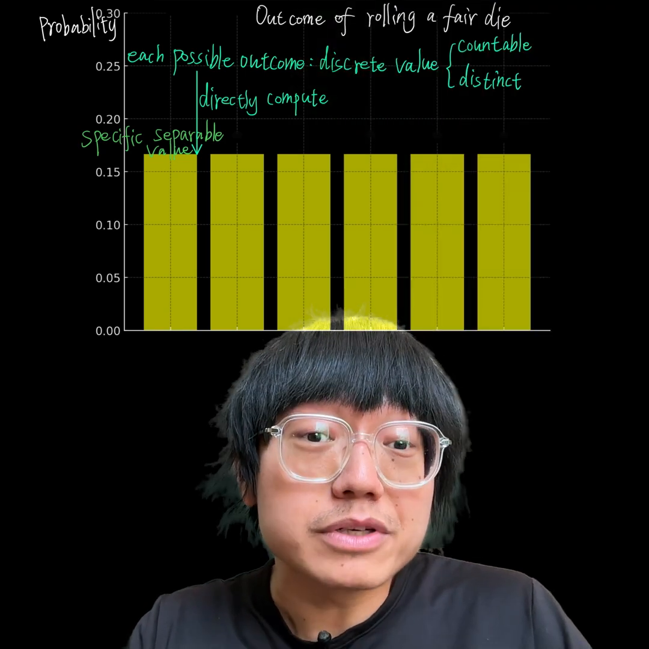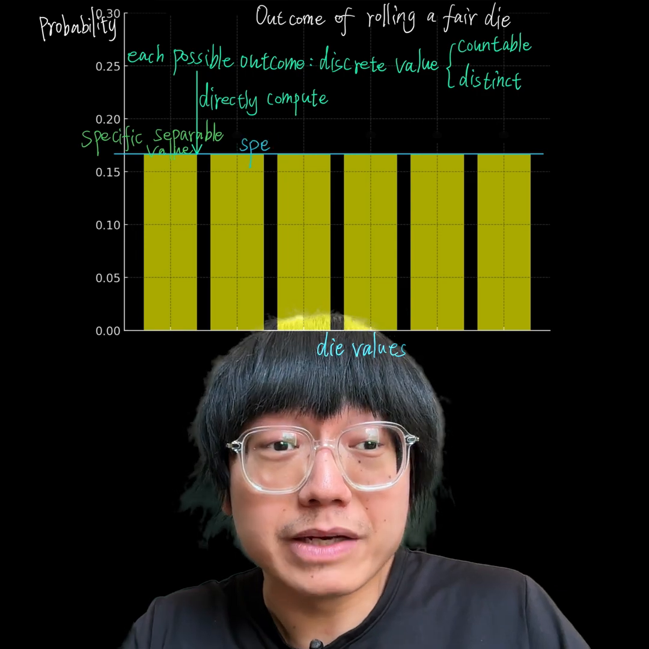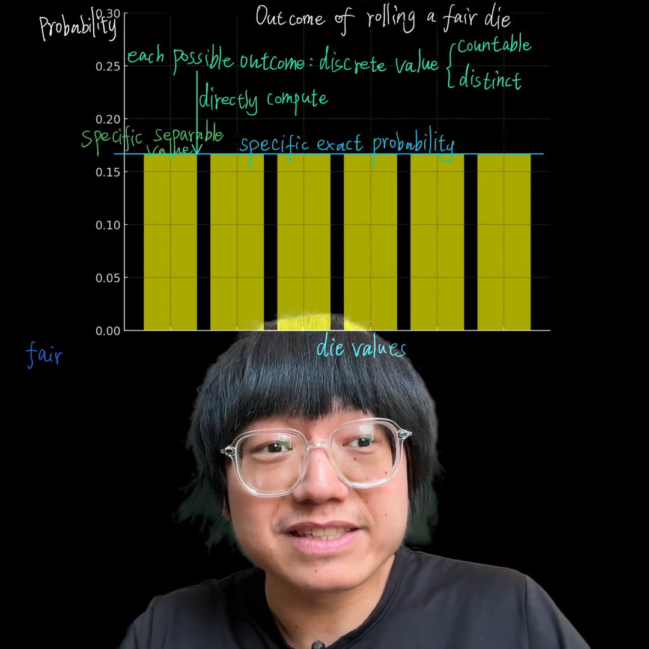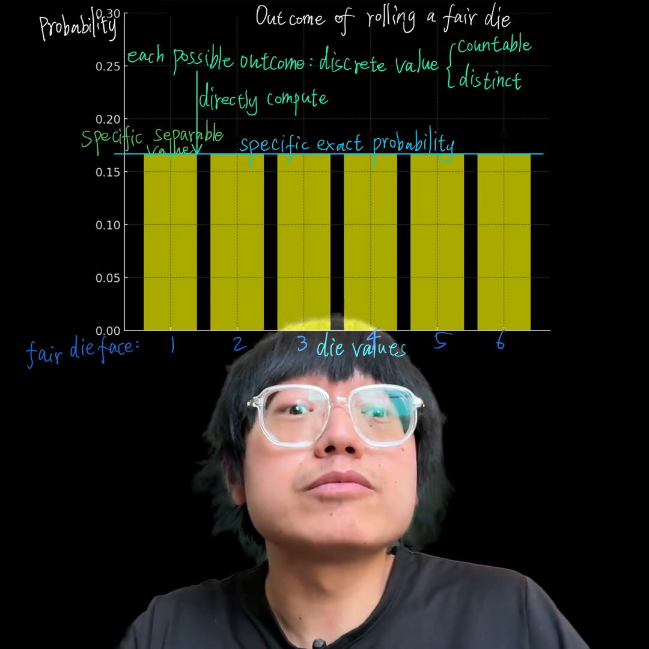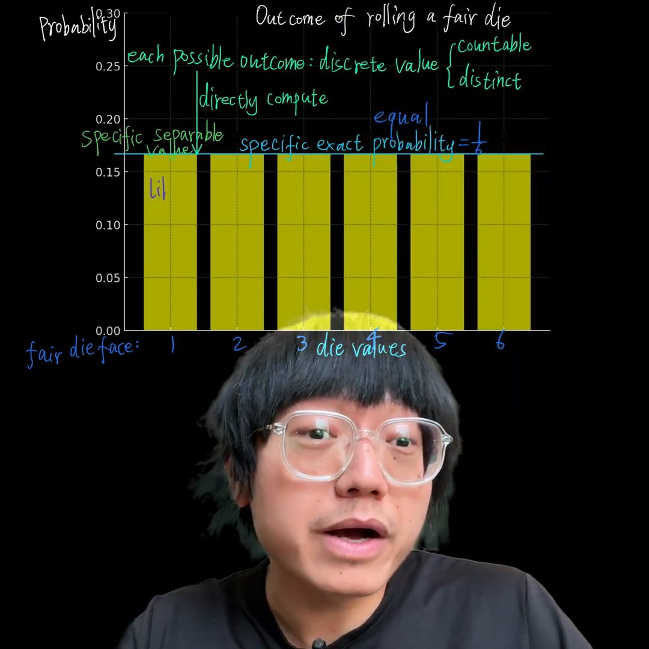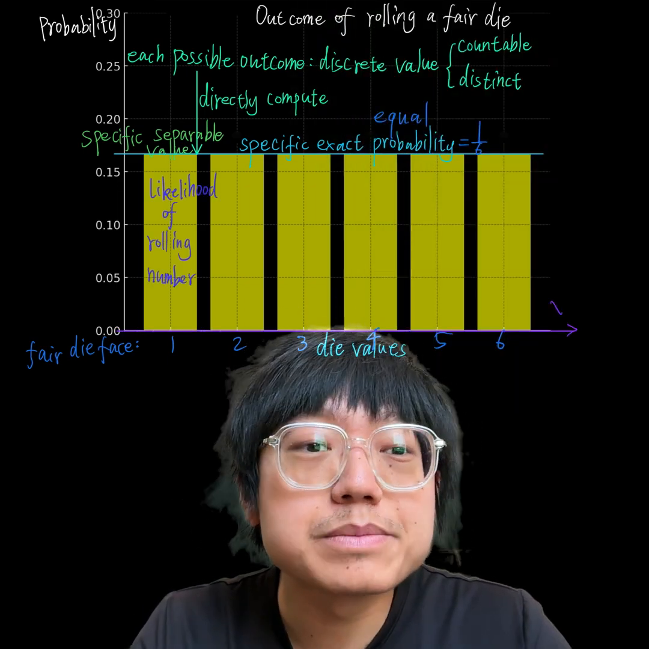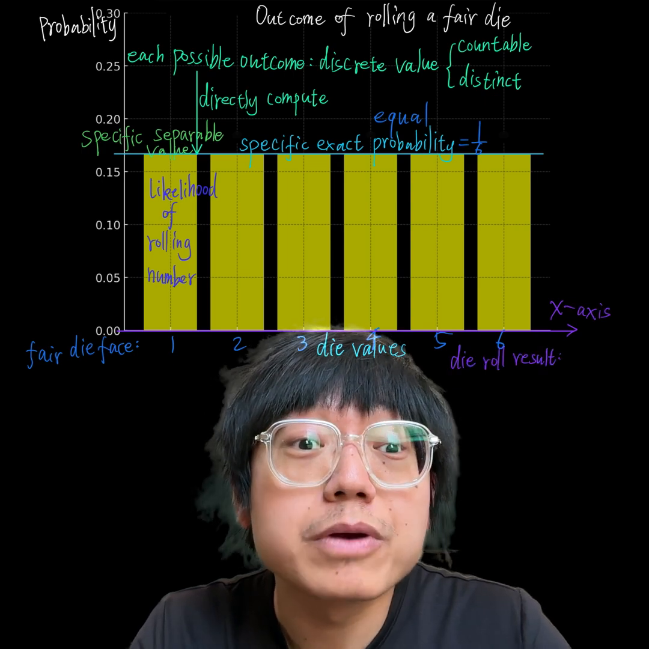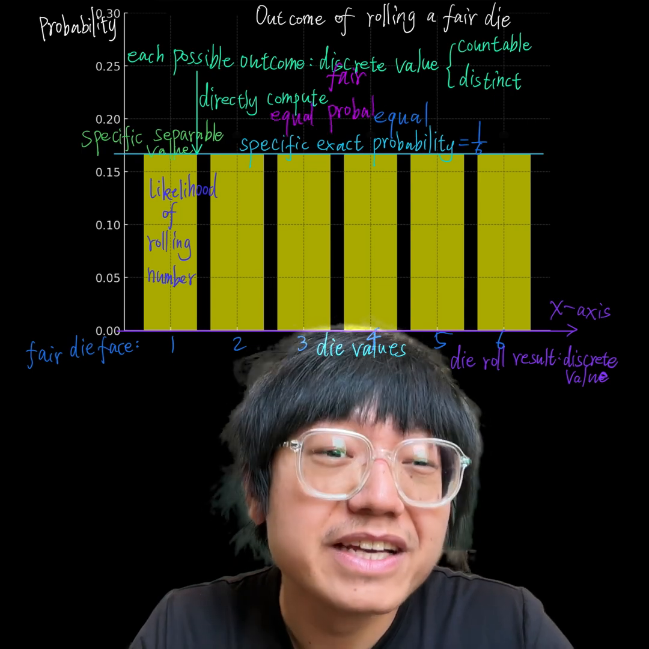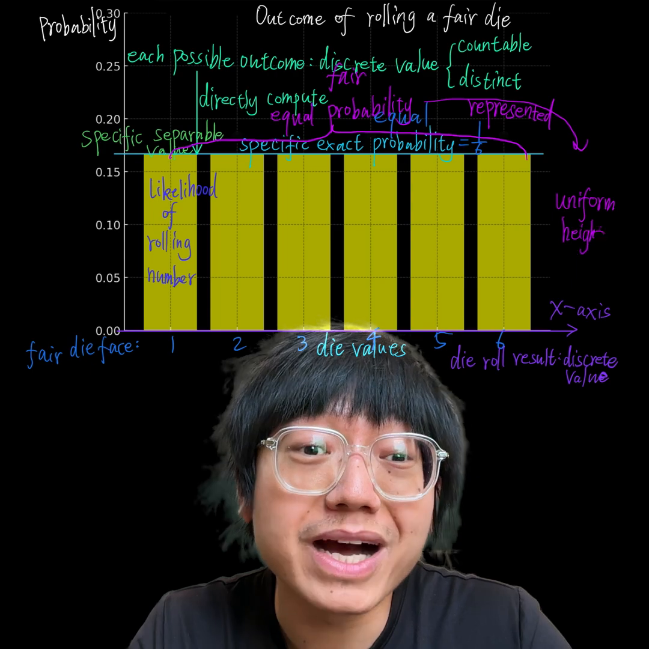For a die, the numbers are from 1 through 6, and each outcome has a specific exact probability. For a fair die, each face, which is 1, 2, 3, 4, 5, 6, has an equal probability of 1/6. We can use a bar chart to represent these probabilities, with each bar showing the likelihood of rolling a specific number. The x-axis displays the discrete values that a die roll can result in, specifically the numbers from 1 to 6. Since the die is fair, each value has the same probability, which is represented by the uniform height of the bars.